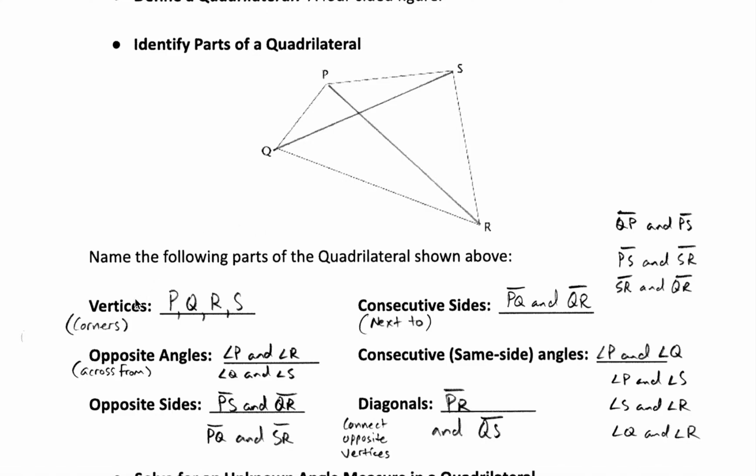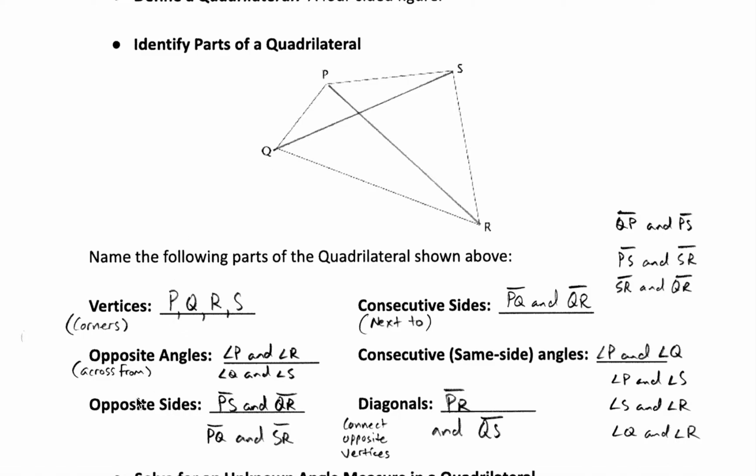All right, first of all, each quadrilateral has vertices, which are just points at the corners. So we have 4 points here, P, Q, R, and S. Name points using capital letters. Opposite in this context means across from, so angles that are across from each other, for example, would be angle P and angle R. That's not the only pair though. We have another pair here. Angle Q and angle S are opposite angles from each other. So opposite angles are across from each other.